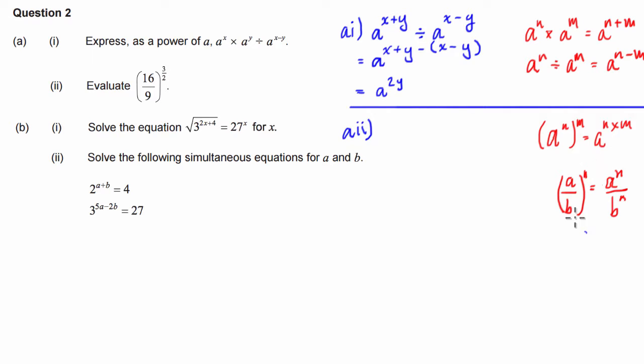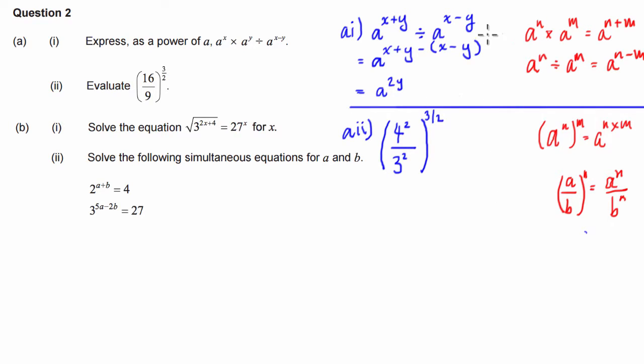When you have in brackets a divide or times inside the bracket, we distribute the power over all of the terms inside the bracket. Okay. So how is that going to help us with this one? Well, first of all, I'm going to express the 16 and the 9 as powers of 2. So this is equal to 4 to the power of 2 over 3 to the power of 2, and that's going to be to the power of 3 over 2.